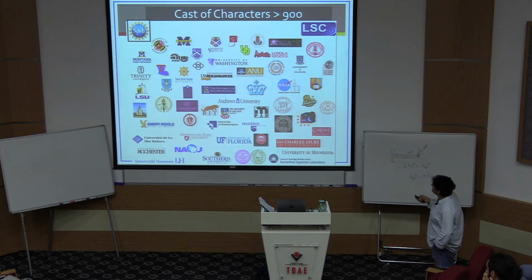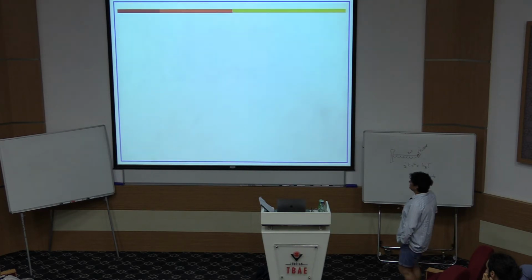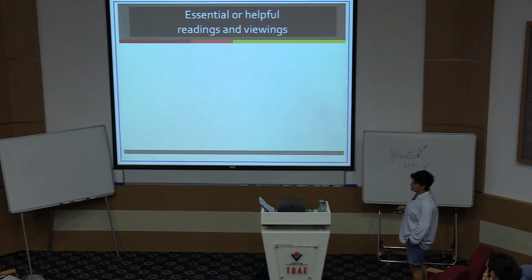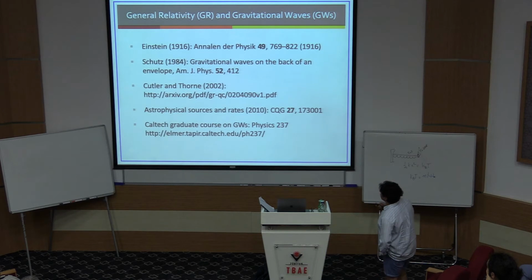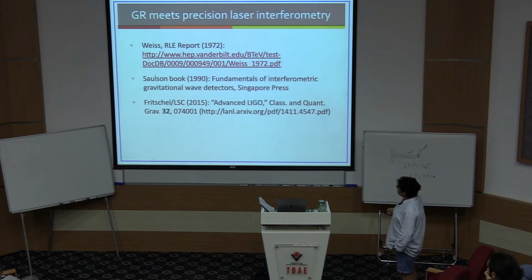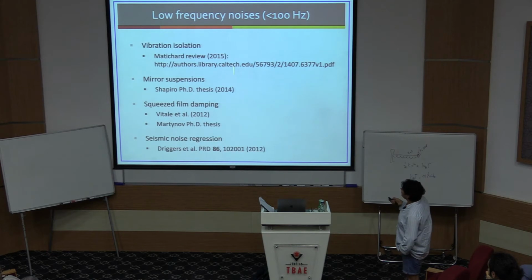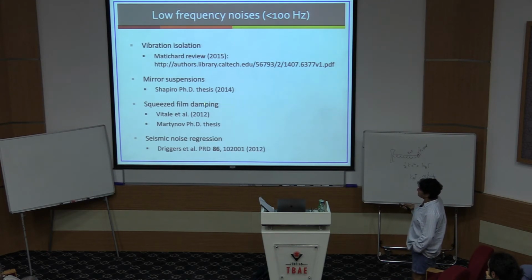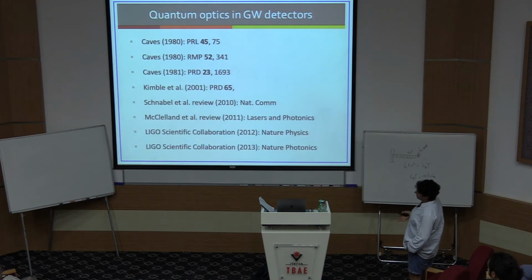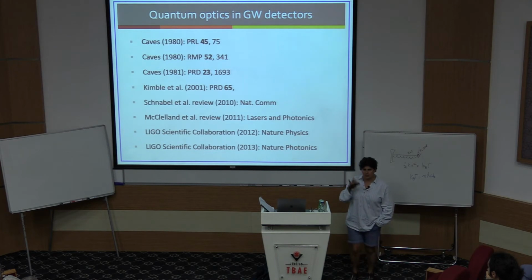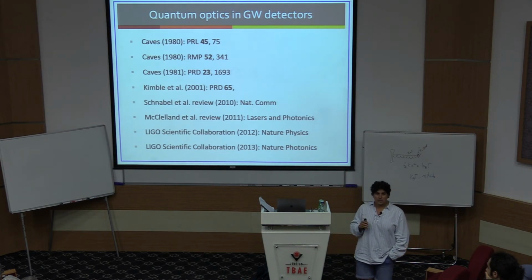the LIGO Scientific Collaboration and Virgo are a big collection of universities and funding agencies, etc. I also want to say I've put up a list of readings and viewings that you might find interesting. Really quickly, for GR, here are a bunch of nice resources. For interferometry, I already told you about Saulson's book and Weiss's original paper, and there's a nice review article that came out in 2015. For low frequency noises, vibration isolation, and mirror suspensions, I've listed the different things. You can find all of these on the web, as well as for thermal noise and quantum noise. So these are just resources. I think these slides will go up on a website, so you don't have to wildly take notes. Thank you for listening. Questions?